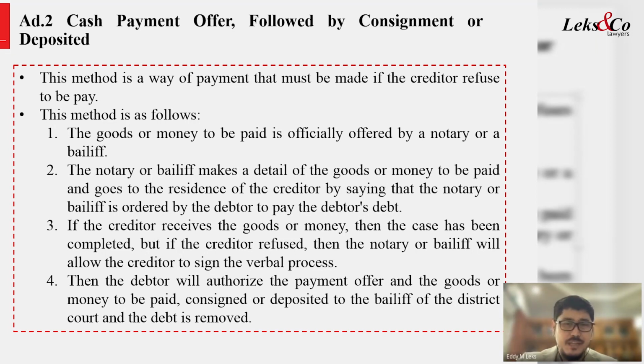The notary or bailiff makes a detail of the goods or money to be paid and goes to the residence of the creditor, saying that the notary or bailiff is ordered by the debtor to pay the debtor's debt. See? Ordered by the debtor. If the creditor receives the goods or money, then the case has been completed. But if the creditor refuses, then the notary or bailiff will allow the creditor to sign the verbal process.